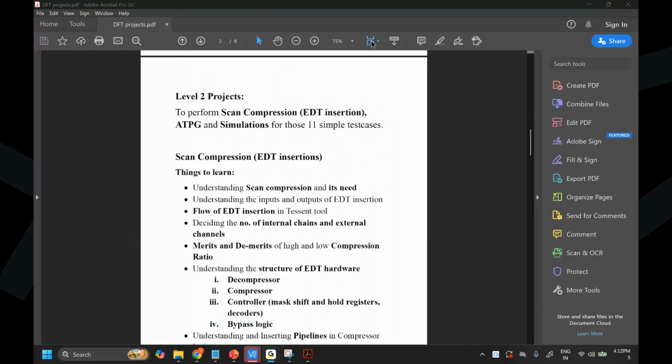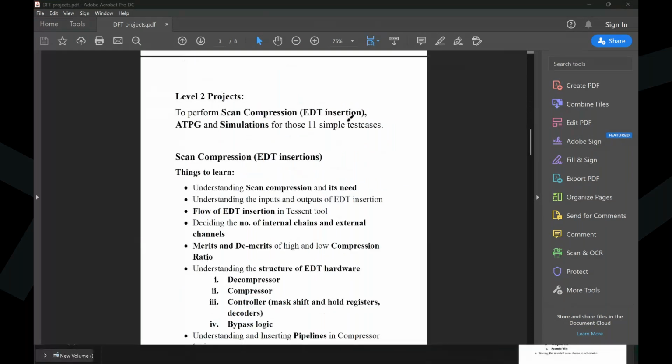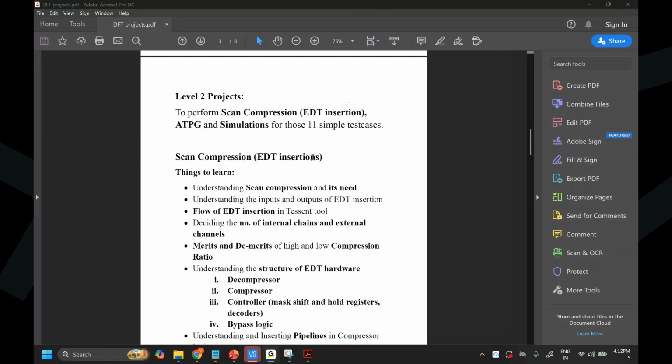So level 2 projects: for the same 11 test cases for which we had performed scan insertion in level 1 projects, we will perform EDT insertion, that is nothing but scan compression, ATPG, and simulations. And what are the things we need to learn?